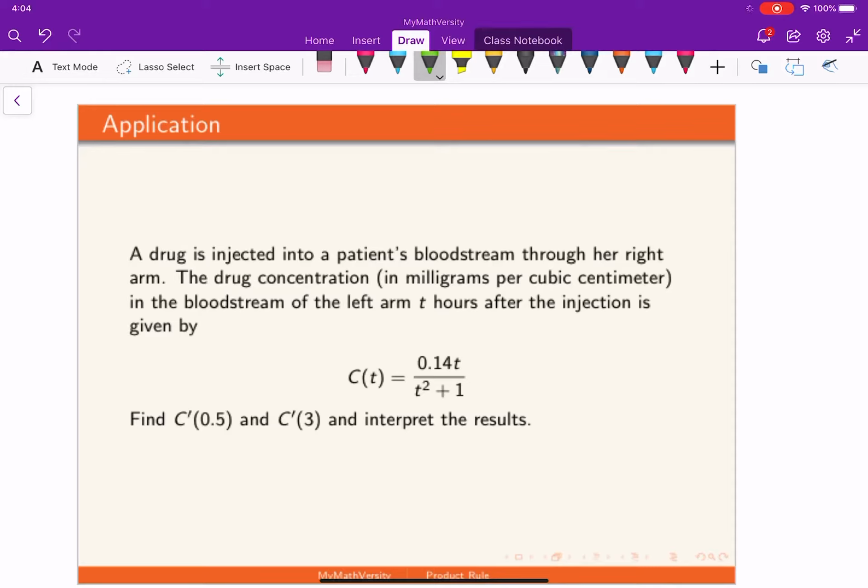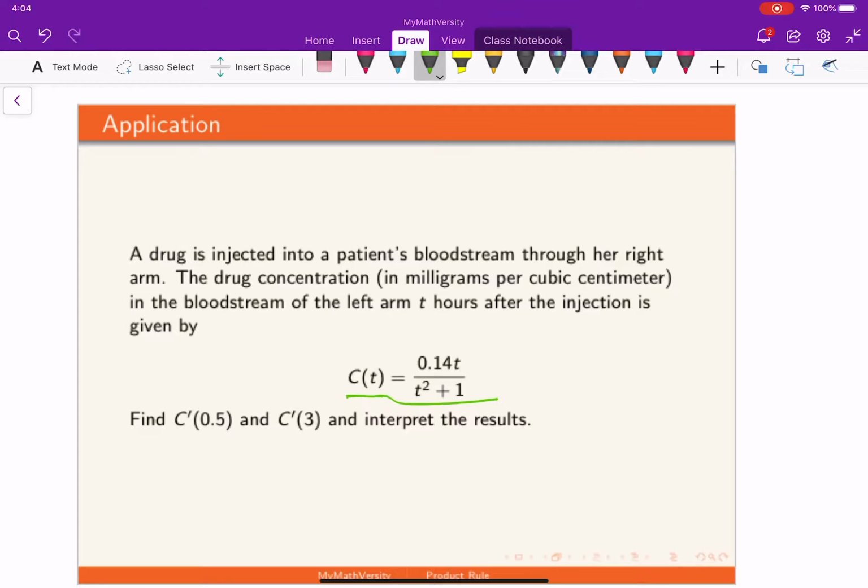A drug is injected into a patient's bloodstream through her right arm. The drug concentration, which is given here in milligrams per cubic centimeter, is represented by C of T. The drug concentration in the bloodstream of the left arm T hours after the injection is given by this concentration function, which is 0.14 times T, and underneath that we have T square plus 1. So this is the concentration function given after the injection, right?